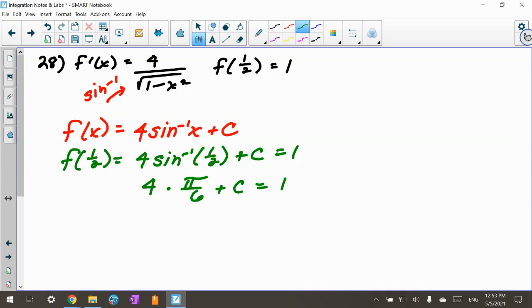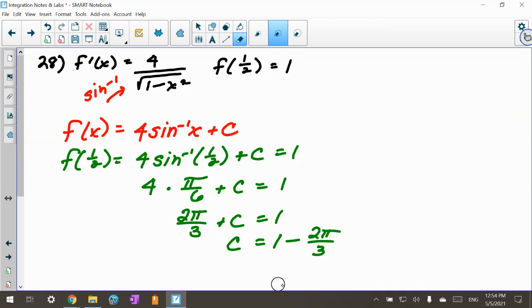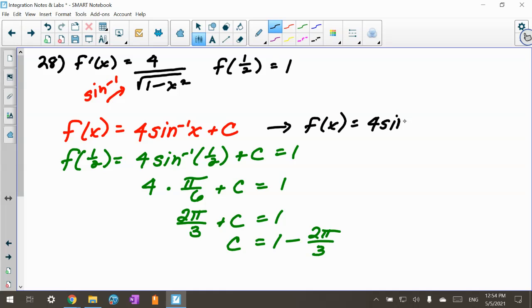Those two together come out to be 4 pi over 6, which is 2 pi over 3, so let's put that together. Plus c equals 1. So c is going to equal 1 minus 2 pi over 3, which I know is ugly, but that's what c is. And it's a constant, so if I took the derivative, it would be 0. So my actual function here turns into f of x is 4 inverse sine of x plus 1 minus 2 pi over 3. That is my actual original equation.